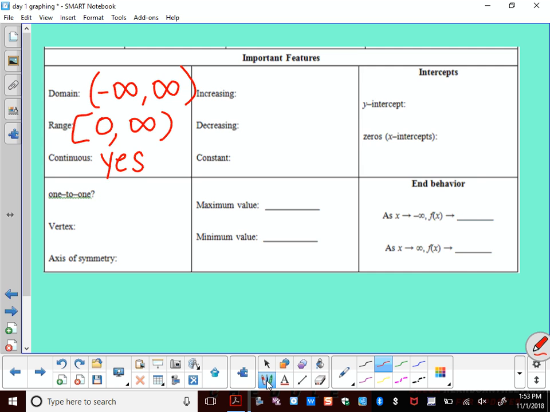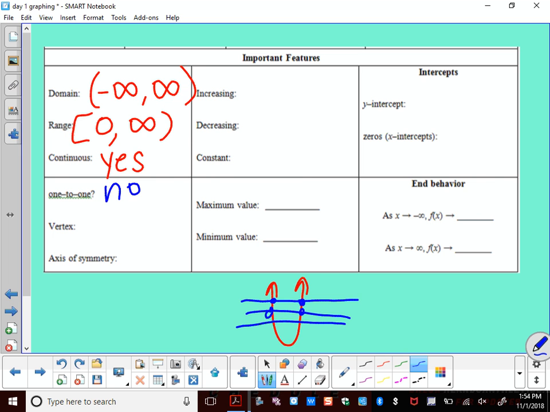Is it 1 to 1? So that means if this is our parabola, 1 to 1 means that if I draw horizontal lines, it only touches one time. Is that true? No, it touches twice. So it was not 1 to 1.